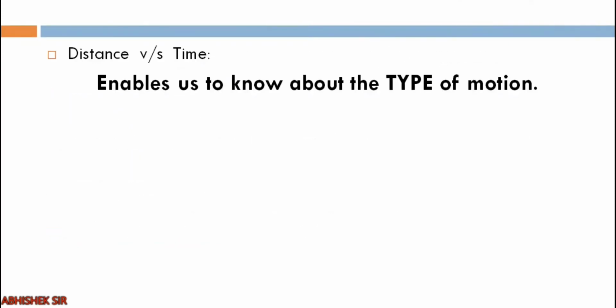So starting with the first type, that is the distance versus time graph. First of all, it enables us to know about the type of motion. The type of motion, remember, underline the word type when you write the note. The type of motion can be known just by looking at the graph.